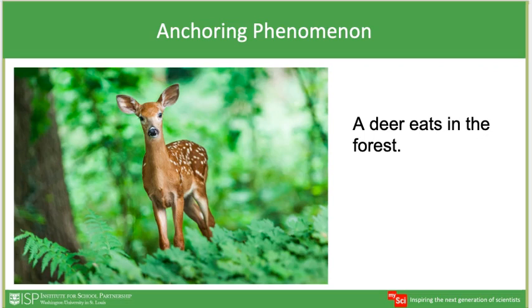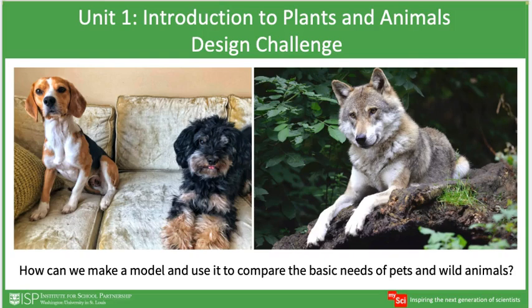After each lesson, students will reflect to consider what they have learned that will help them figure out the answers to the questions they have about the deer. The design challenge for this unit is a culminating activity in Lesson 9. Closely connected to the anchoring phenomenon of a deer eating in the forest, students use what they have learned about plant and animal needs to make a model to compare the needs of pets and wild animals.